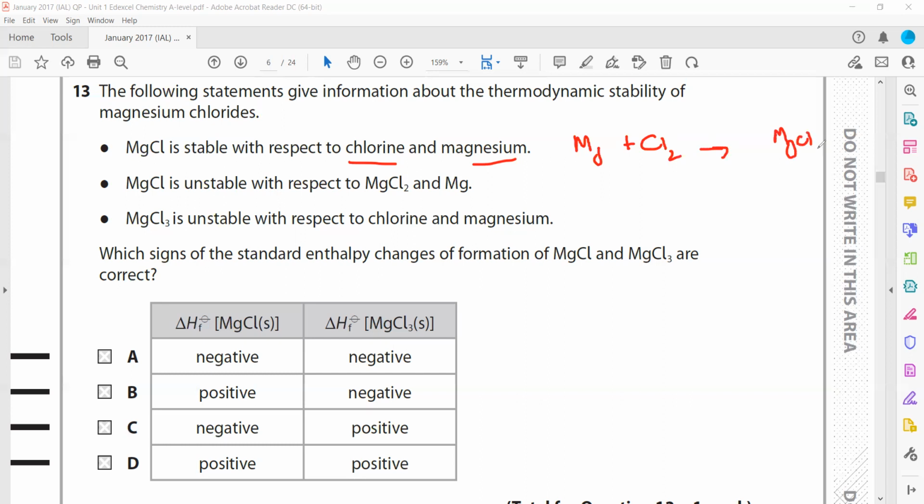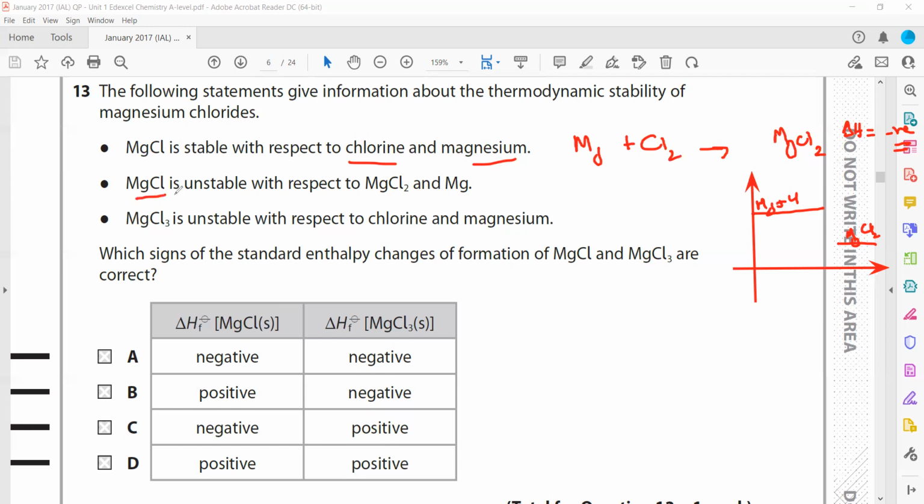And whenever the substance, the product, is stable, what will be the enthalpy change? Energy change will be negative, because it is an exothermic reaction. The term stability refers to energy. When particles have low energy, they are more stable. So they said magnesium chloride is more stable compared to magnesium and chlorine. So magnesium and chlorine will have high energy and magnesium chloride should have low energy. So when the reactant has high energy and the product has low energy, the reaction should be exothermic. In an exothermic reaction, the enthalpy change will be negative.